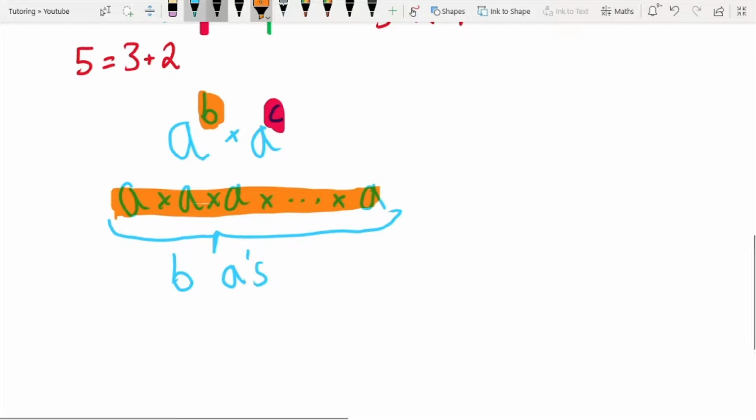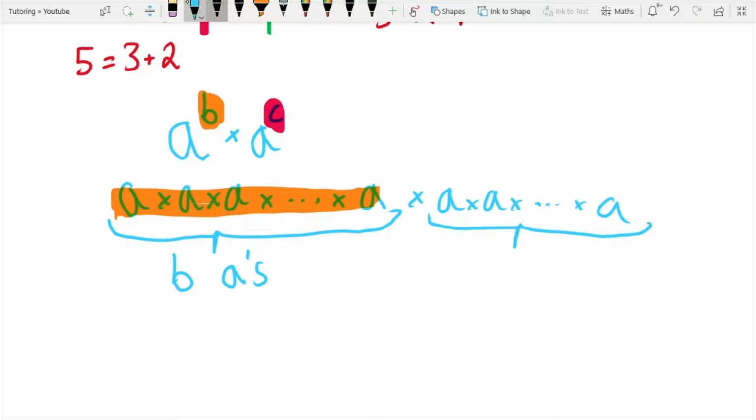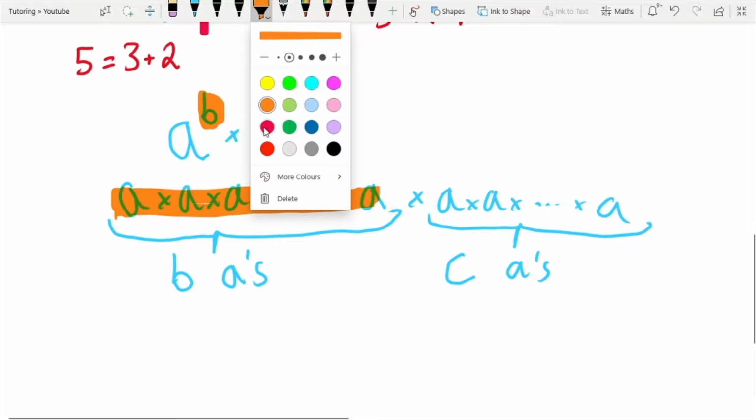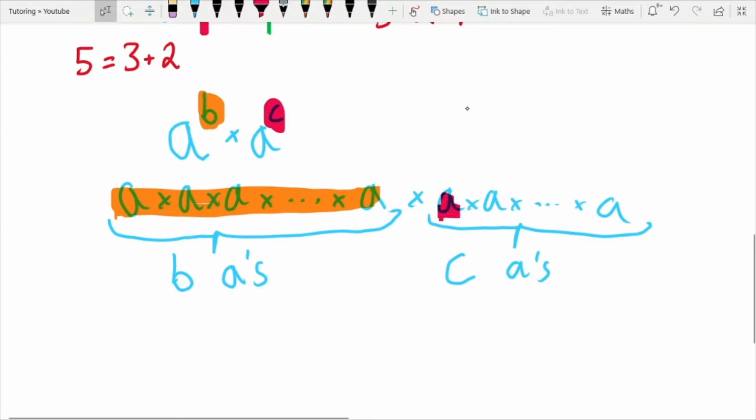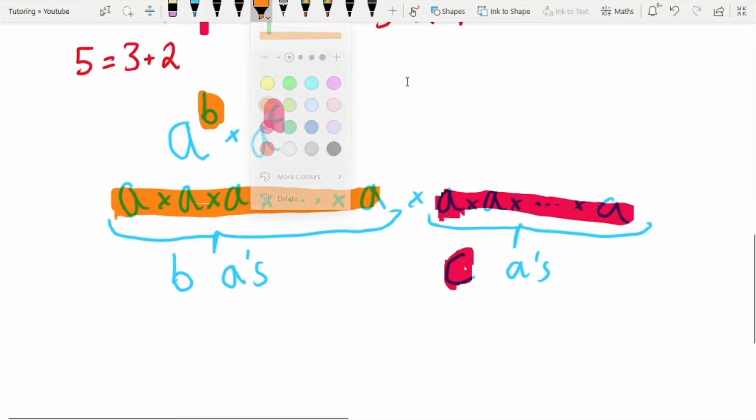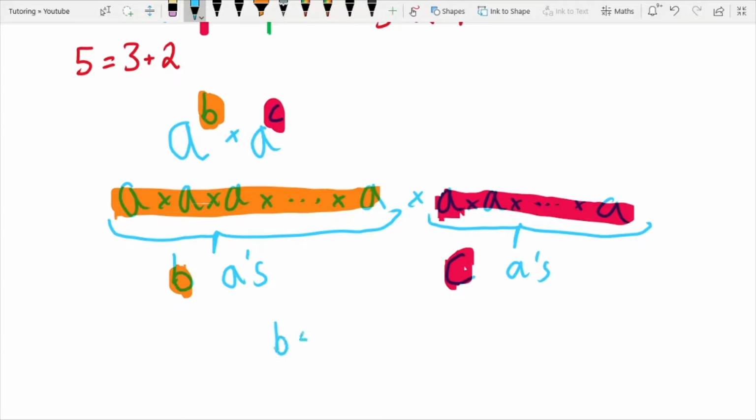And then because we're multiplying this by A to the C, so there's A times A. Well, how many A's are here? There are C A's, and we can highlight this in a red colour here. Well, we've now got a lot of A's multiplied together. We've got C A's here, and over here we have B A's. So how many A's are there altogether? Well, there's B there and there's C there, so in total we have B plus C A's.